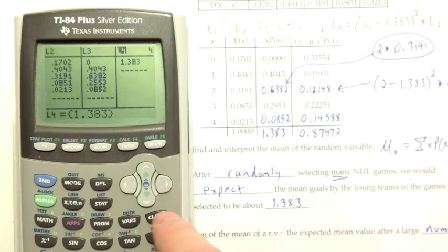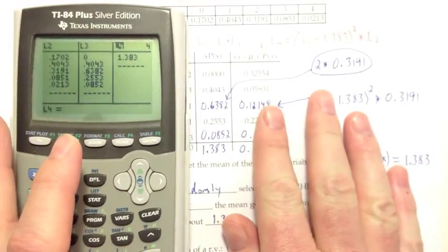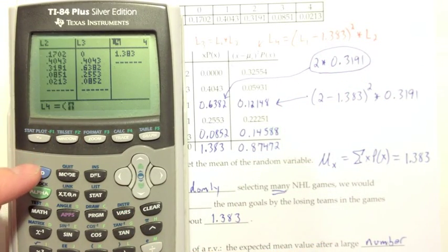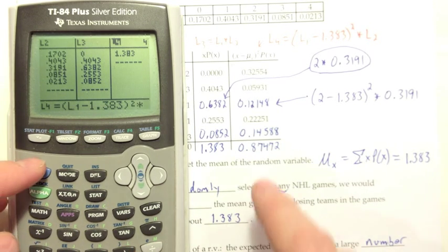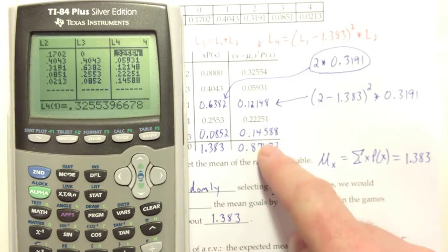And then finally, to do the standard deviation, I could clear L4 and let it be as it says over here, open parenthesis, L1 minus 1.383, close parenthesis and square, and then times the probabilities, which are in list 2. And if I do that, I get this column.